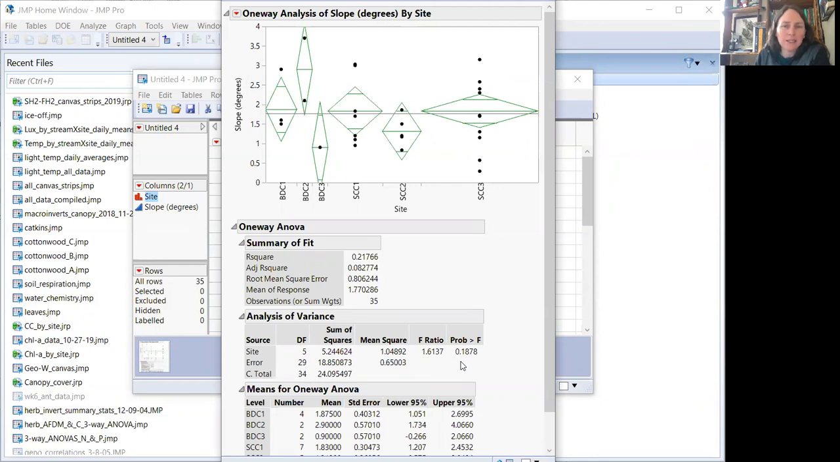So once again, my p-value is not less than 0.05. I would not reject the null hypothesis. And so the means are all equal. Okay, so hopefully that helps you to see what some non-significant results look like and why those p-values are so important in terms of determining whether or not to reject your null hypothesis.